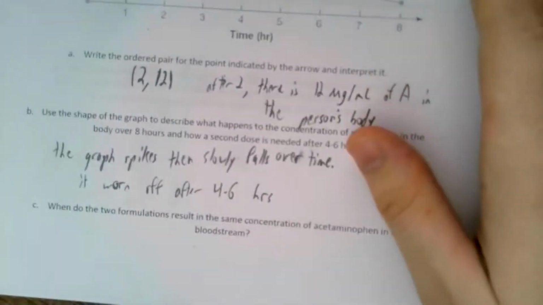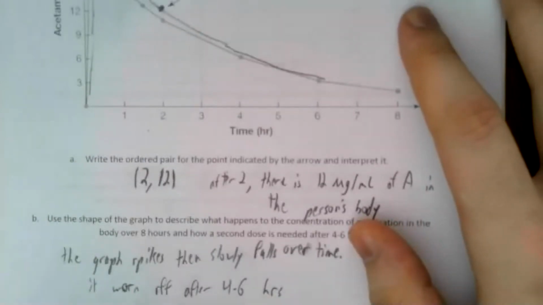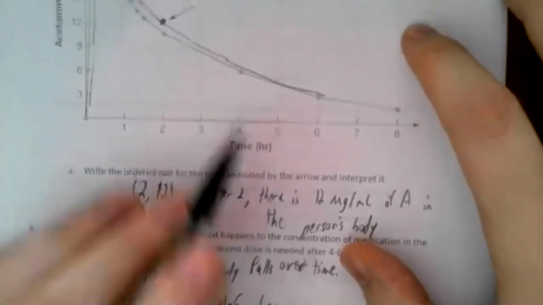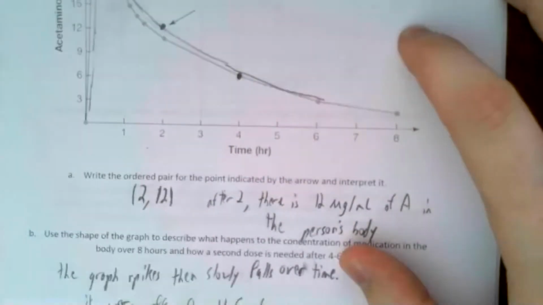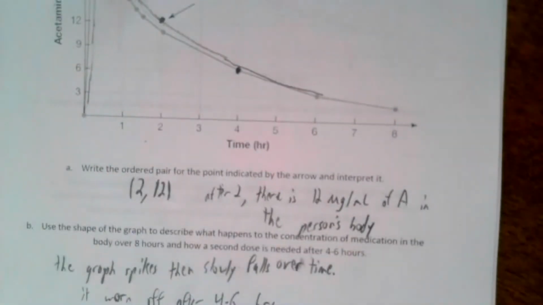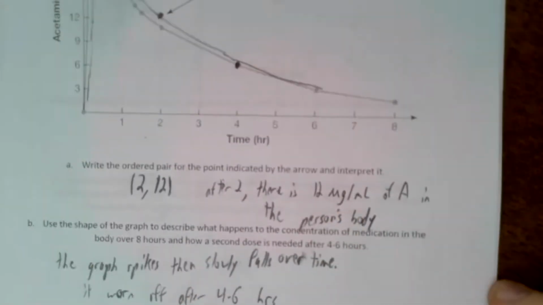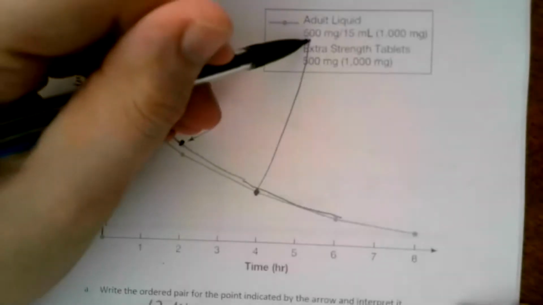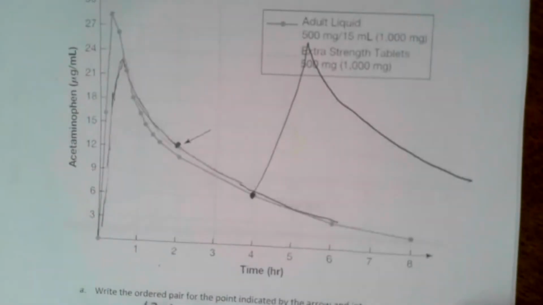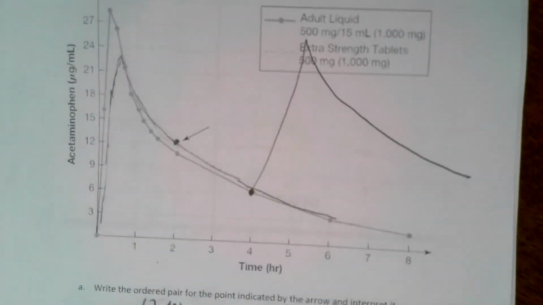So if we did take a second dose after 4 to 6 hours, how would the graph change? So let's say at 4 hours, so at this point right here, we took another dose. So what would happen to this graph? Would it keep going down or would it go back up? It would spike back up. Right, it's going to spike back up because you're going to have more in your system, right? And then it's going to start to fall off again, right?